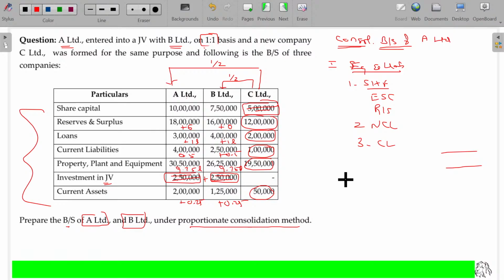Second being assets, non-current assets as well as current assets.